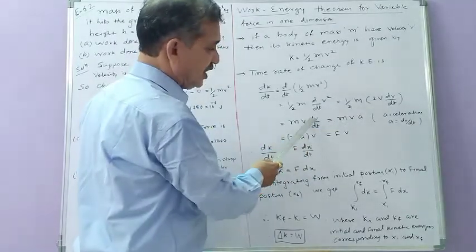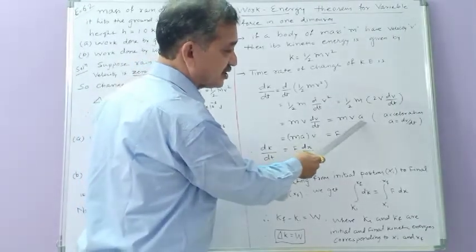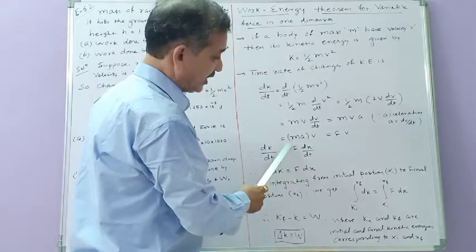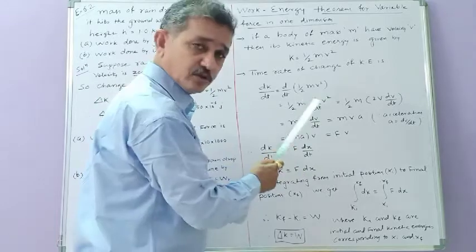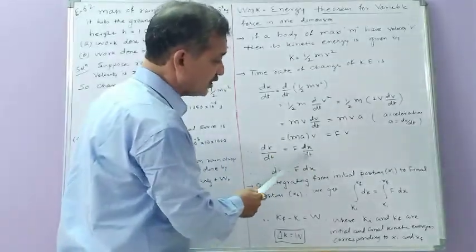You can write m v into dv by dt, and in place of dv by dt, acceleration a. Then you can write mass into acceleration in one bracket. So mass into acceleration into v, and mass into acceleration equal to what? Force. So it is equal to force into velocity. So dK by dt is equal to force into velocity.